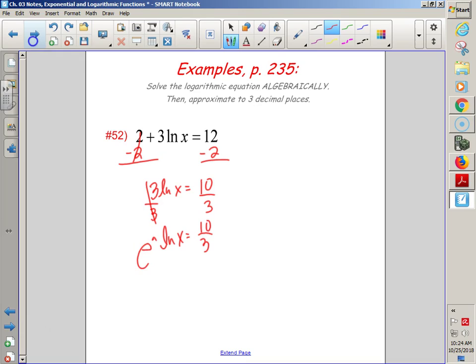E to the power. Jordan, is that what you were thinking? Perfect. E to the power. And what's e to the ln do? And I have e to the 10/3. Which is what? Box it. You're done. It'll be the right decimal. You're fine.